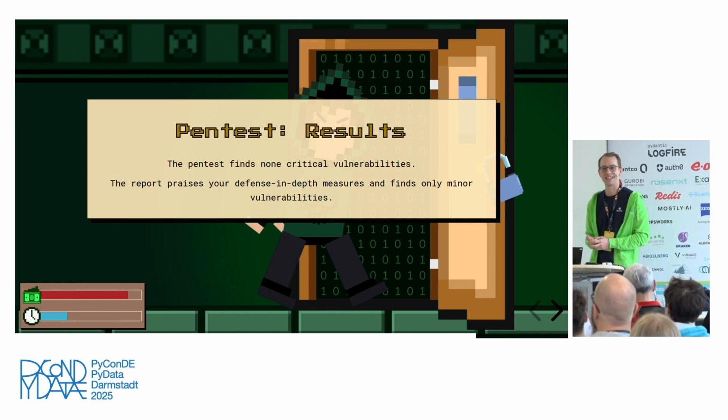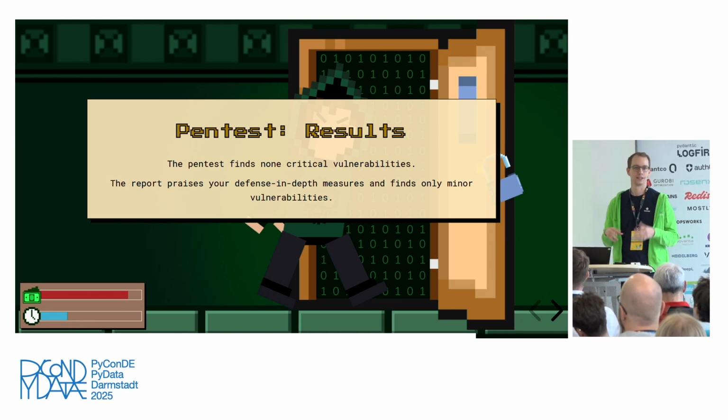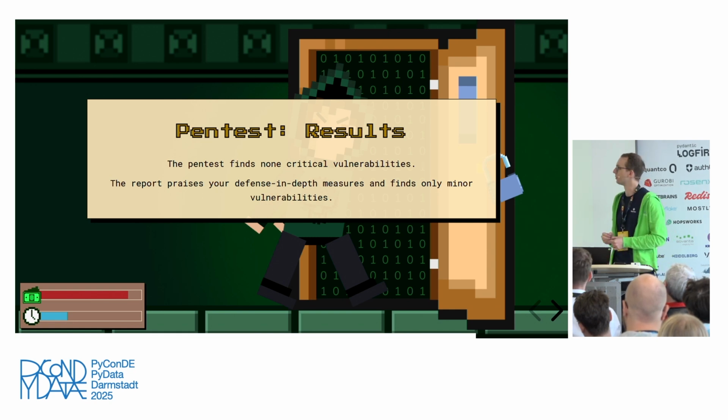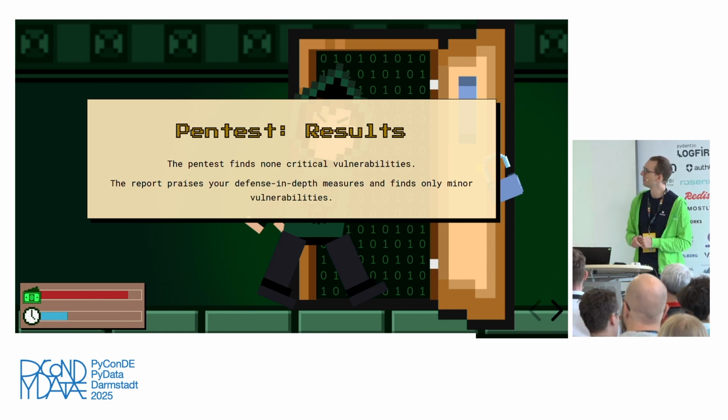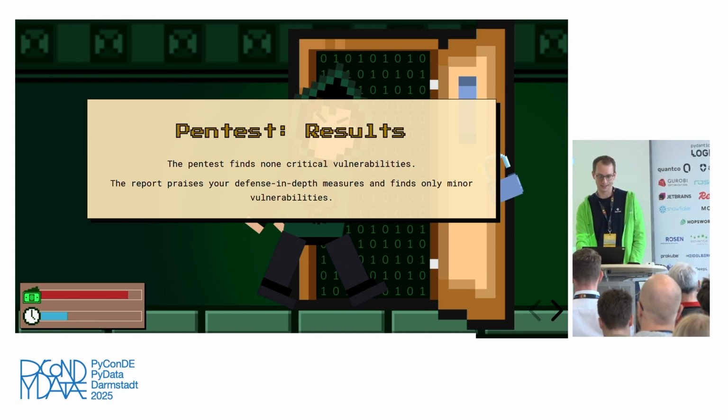The pen test we made did not find any critical vulnerabilities. Of course, there are some small findings, but in total, they praise your defense in depth measures, and it's a very good success here, the pen test.